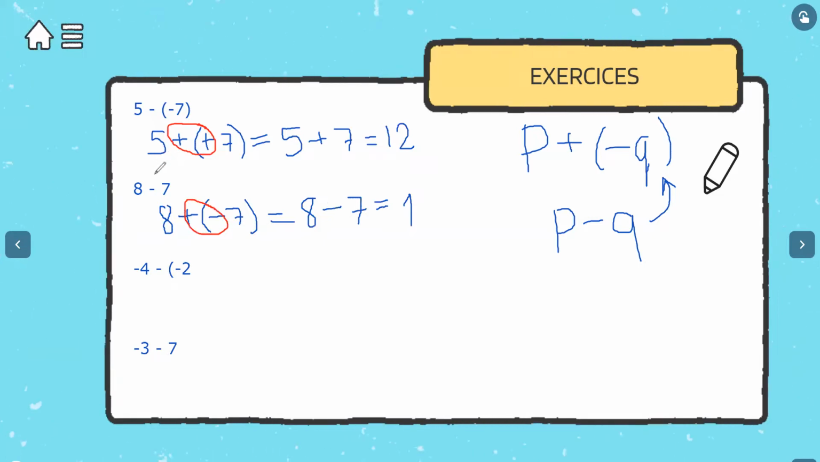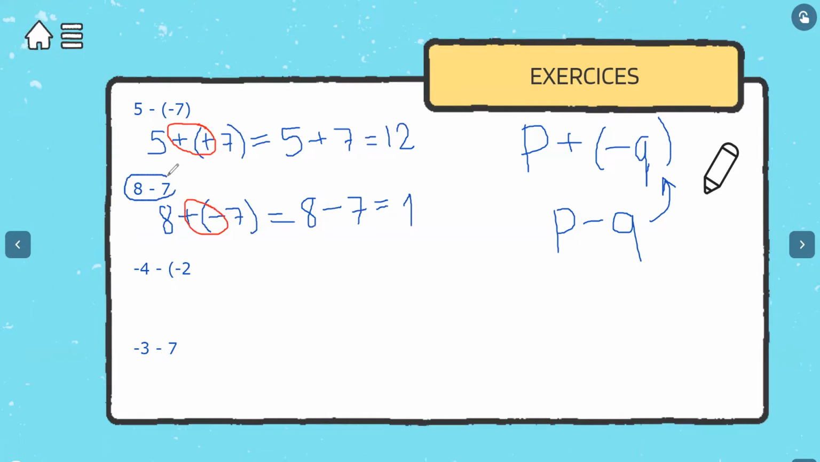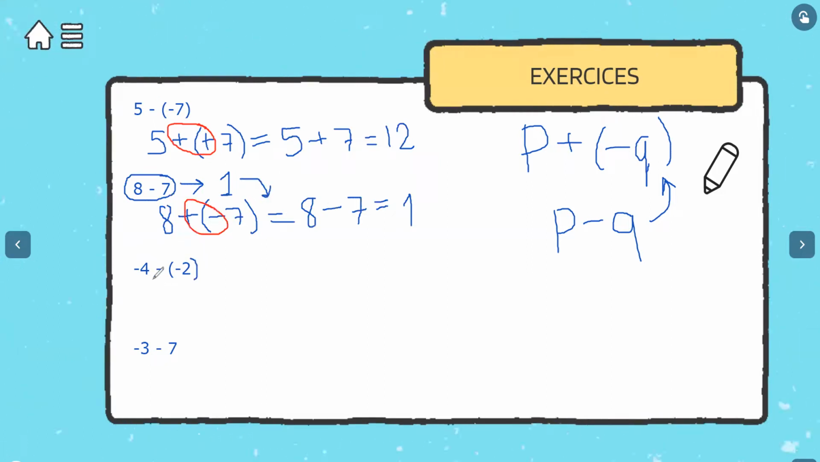So that tells us when we don't have a parenthesis, we can do the equation directly. 8 minus 7 is 1. We don't have to do all this stuff, only when we have a parenthesis. Let's see this one.